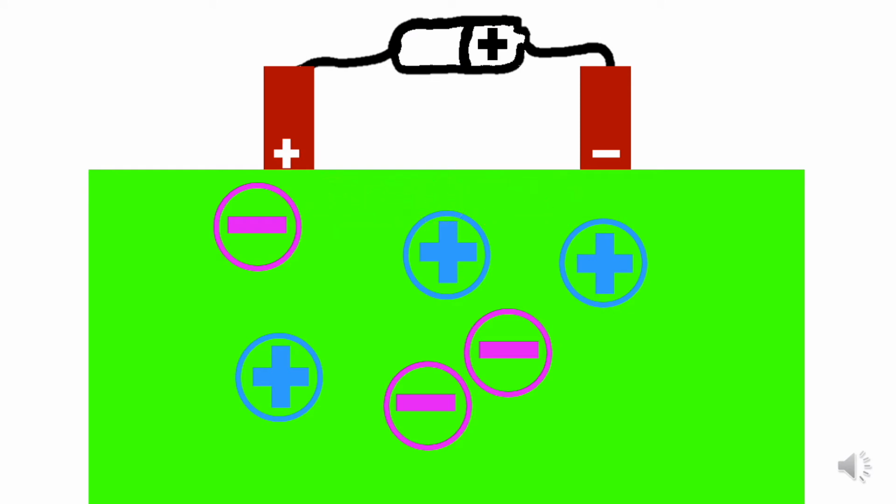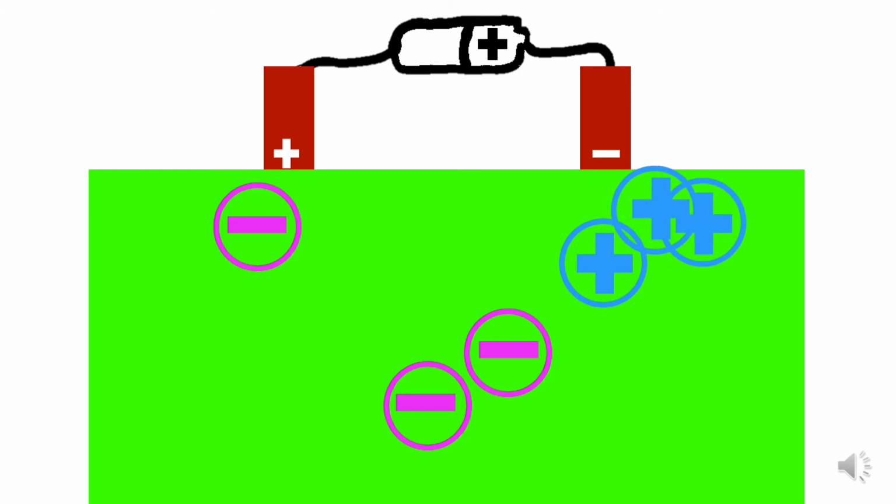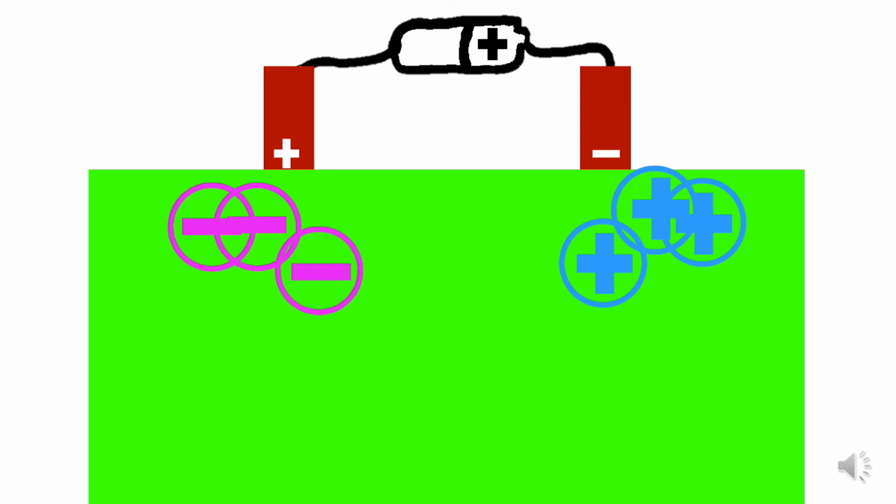This immediately influences the sodium chloride. The positive sodium ions would be attracted to the negative electrode, and the negative chloride ions would be attracted to the positive electrode. This is because opposite electrical charges attract, so therefore opposites attract.